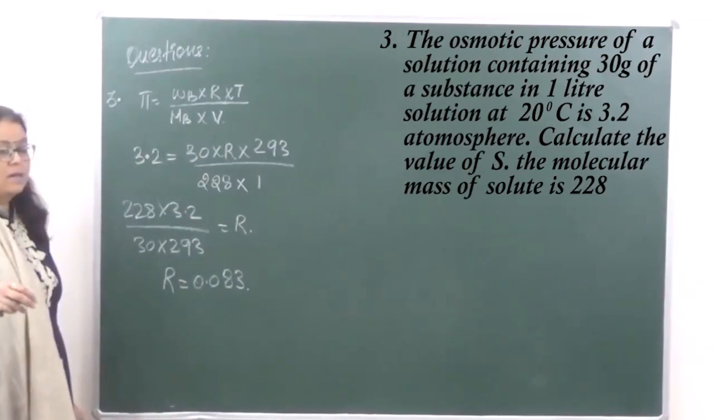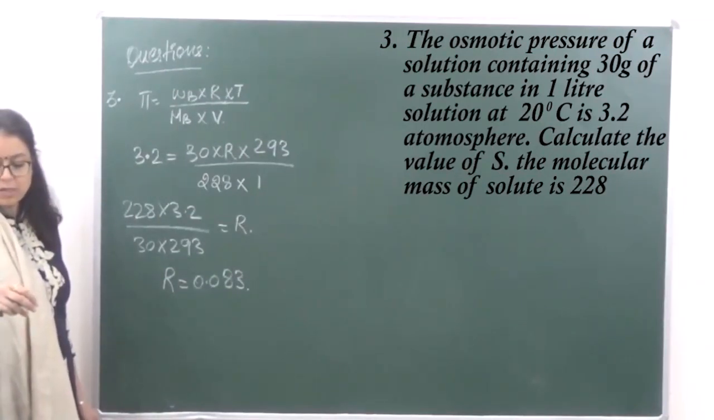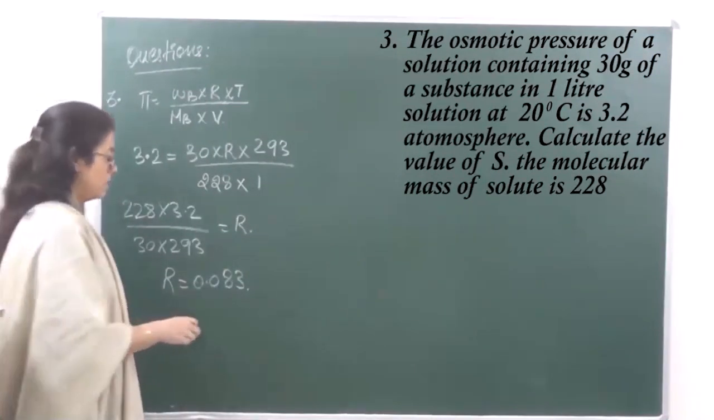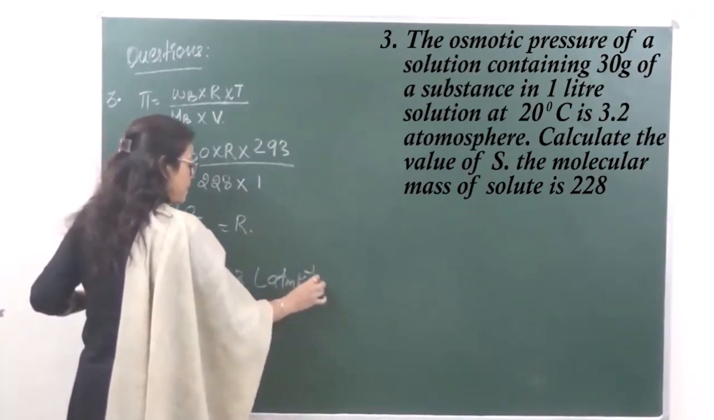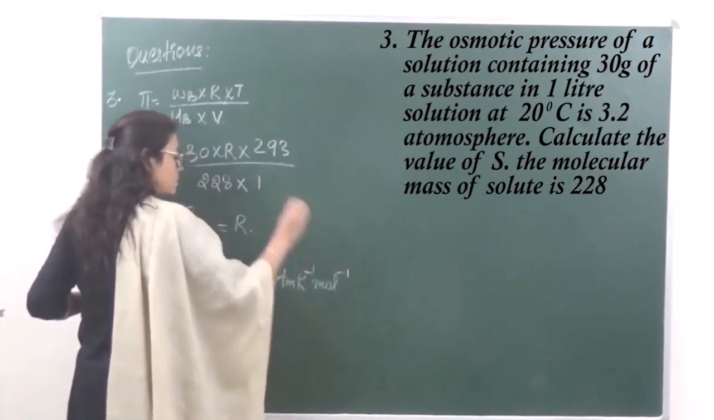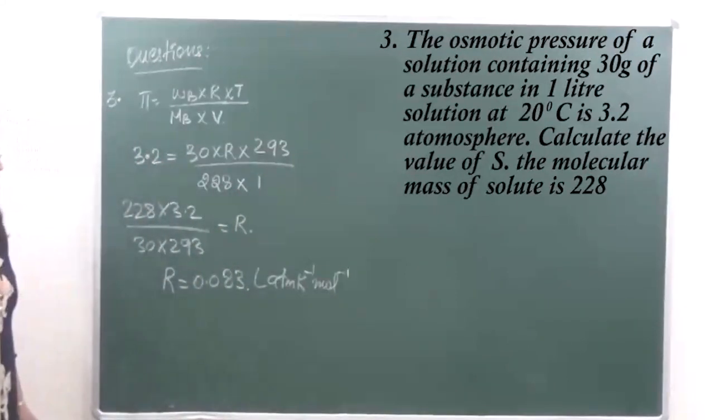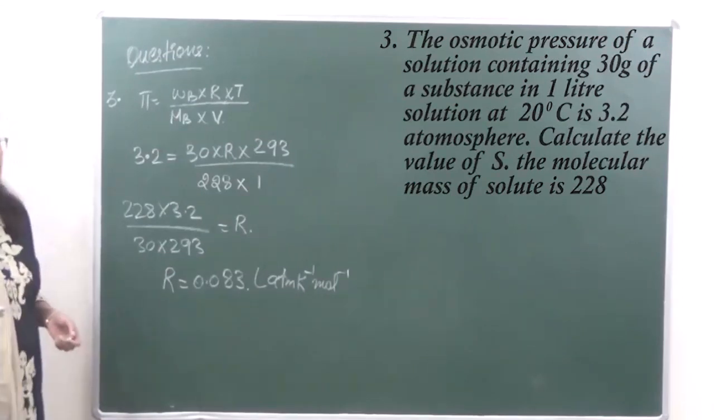The value of R is 0.083. Its unit is not liter alone. It will be liter atmosphere per degree per mole. This is the unit of R: liter atmosphere per Kelvin per mole. Okay? Alright, then let's go to question number 4.